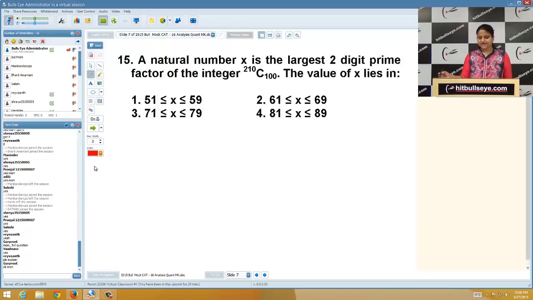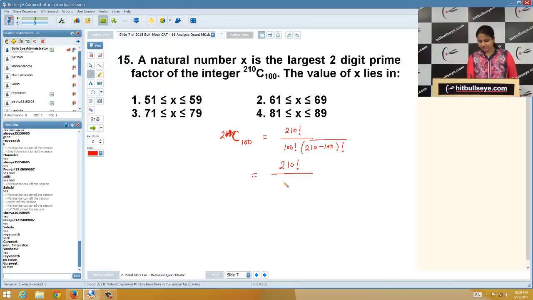A natural number x is the largest two-digit prime factor of the integer 210C100. First of all, I'm taking the value of this. nCr is what? n factorial divided by r factorial times n minus r factorial. So this is 210 factorial divided by 100 factorial. It will be 110 factorial.